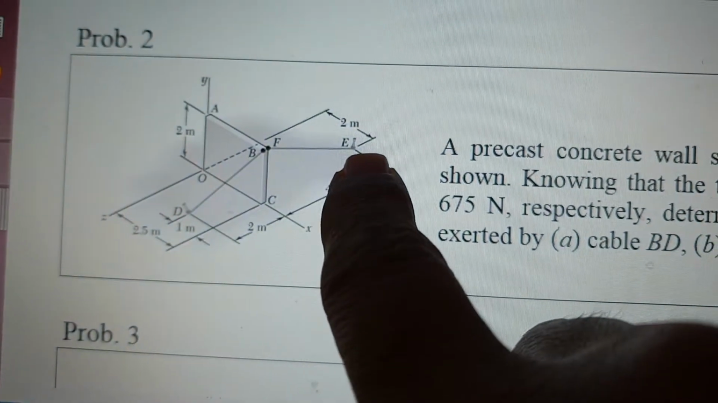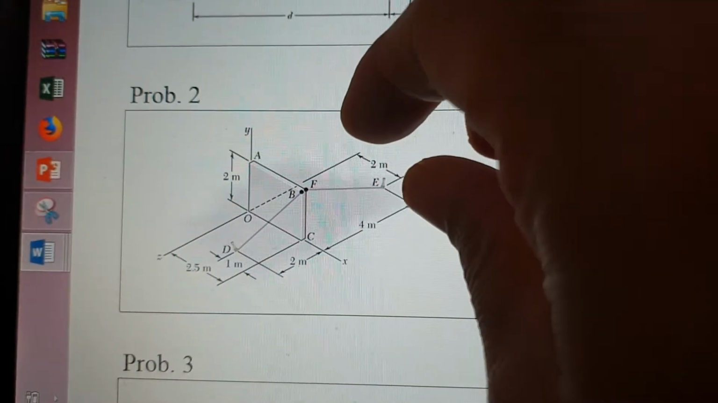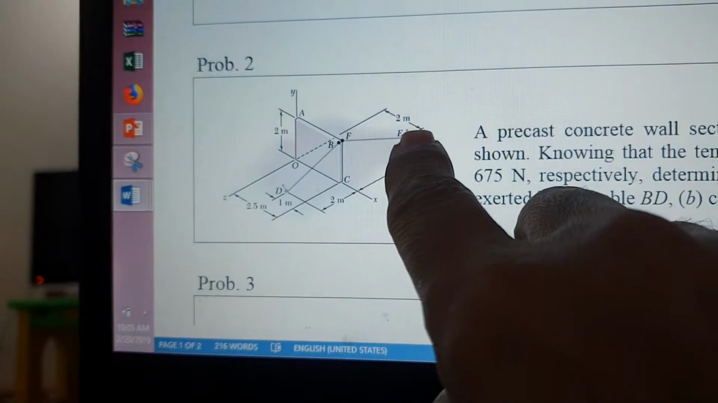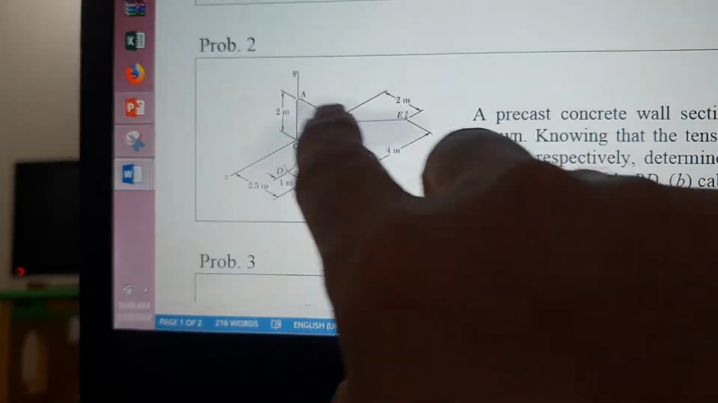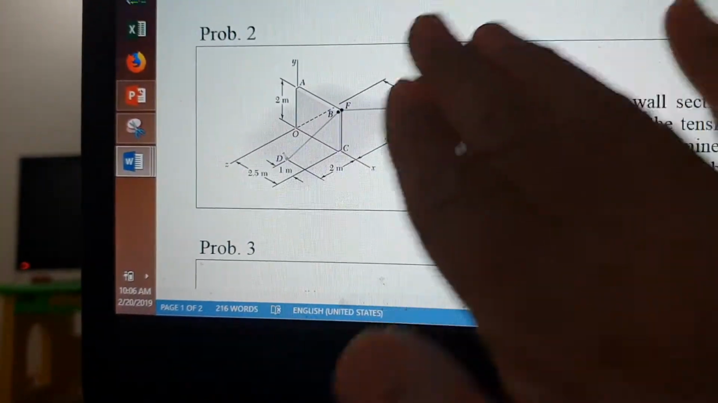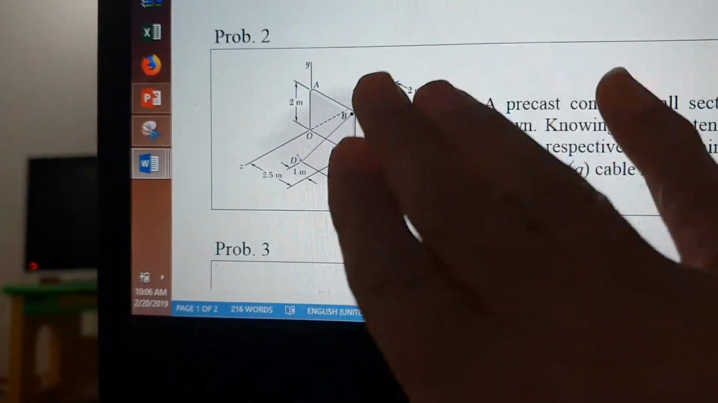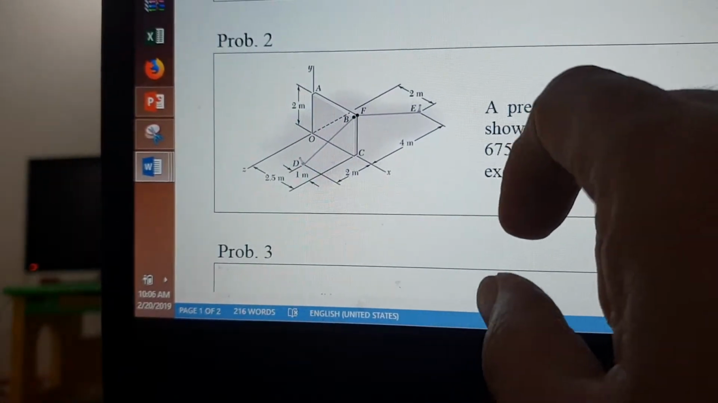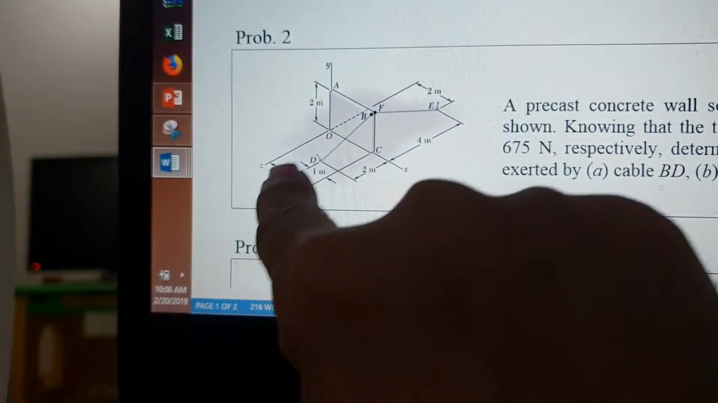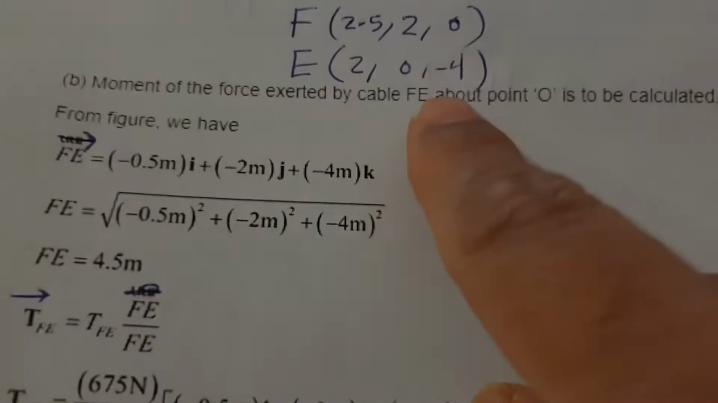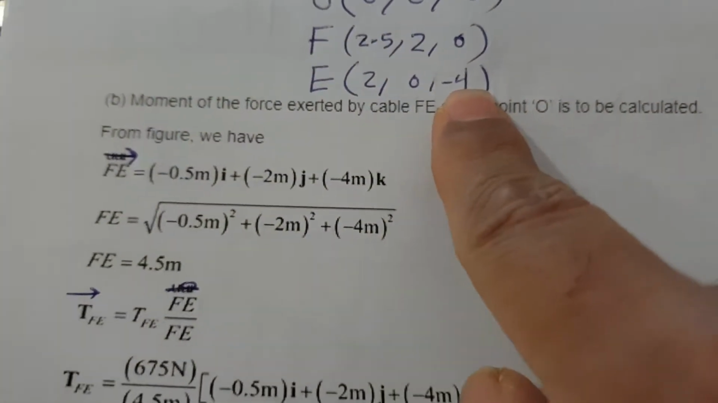Now let's look for E. E in the X is positive 2. In the Y, E is in the floor, so Y is 0. Now Z, you can see that it is going 4. But look at this: this is the positive Z and this is the negative Z. So it's going minus 4. So it's minus 4 for the Z, for E.